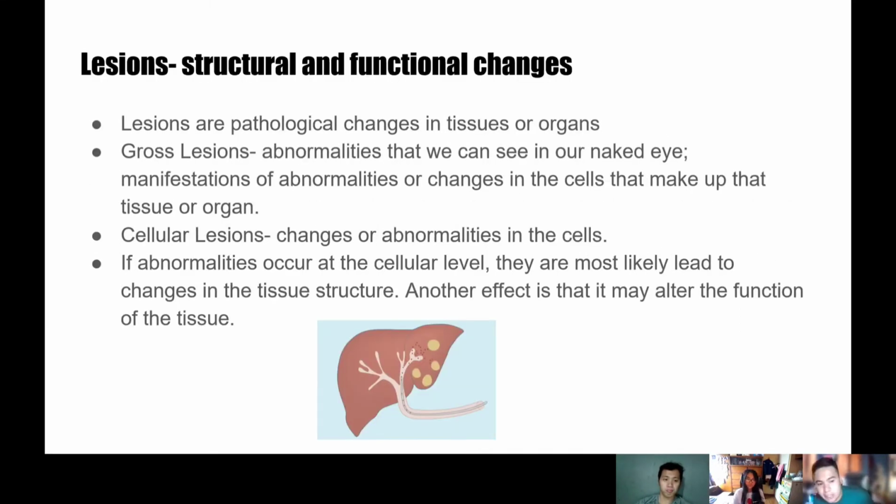Okay, let's talk about lesions. Lesions are pathological changes in tissues or organs. There are two types of lesions. Number one is the gross lesions, abnormalities that we can see with our naked eye. Second is the cellular lesions, manifestations of abnormalities or changes in the cells that make up the tissue or organ, which basically are changes at the cellular level. Additional info: if abnormalities occur at the cellular level, they most likely lead to changes in tissue structure. Another effect is that it may alter the function of the tissue.